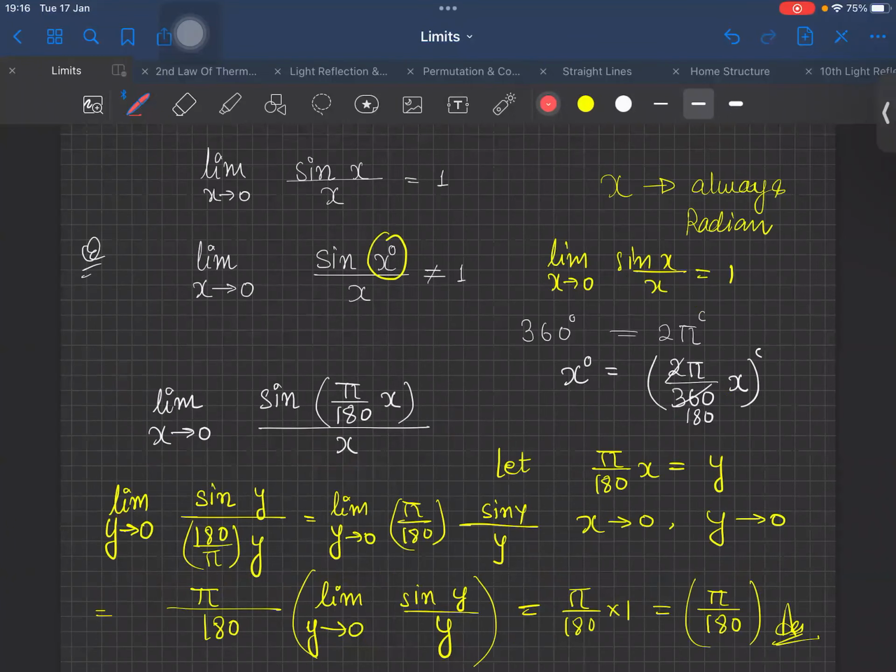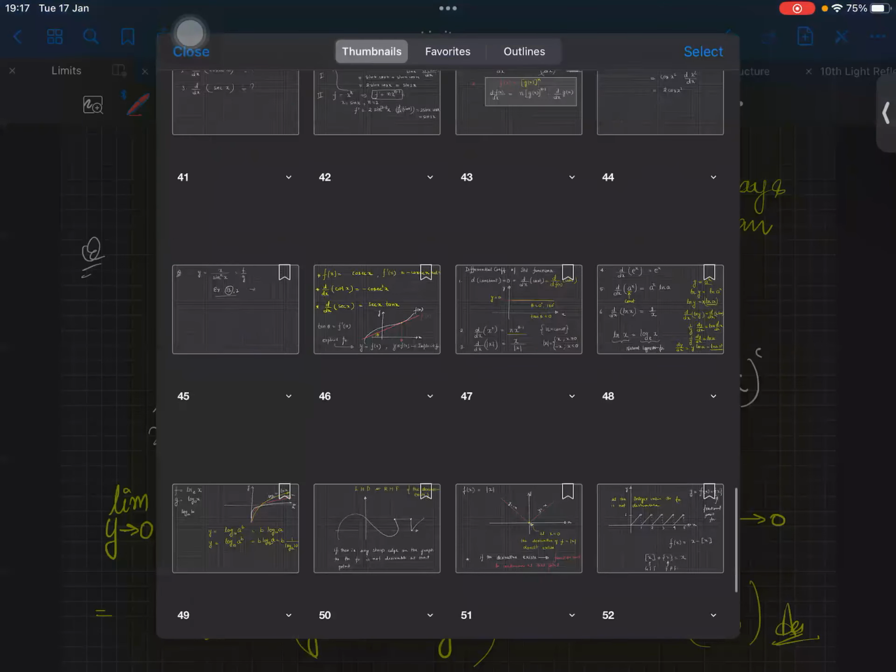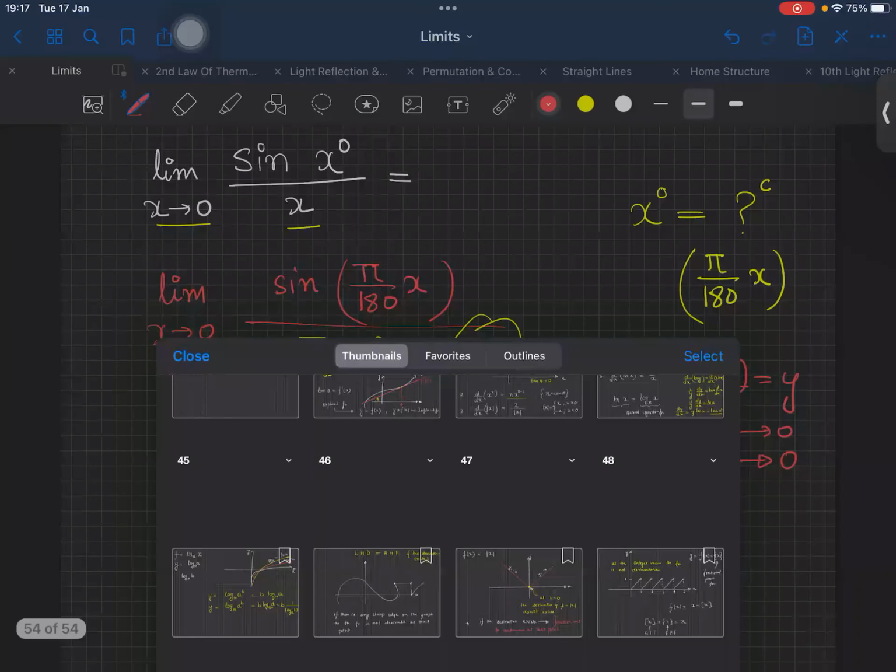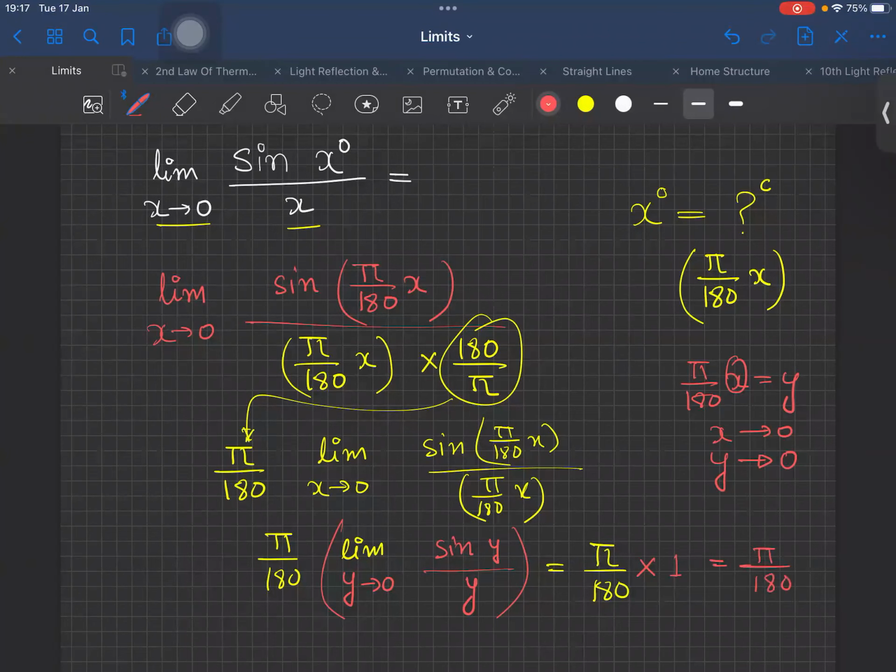See, this problem we had done before also. This problem we have done before, isn't it? Same thing I'm doing again. Exact same problem. So this will be equal to pi by 180, not 1. All right. Okay. Yes, miscellaneous.